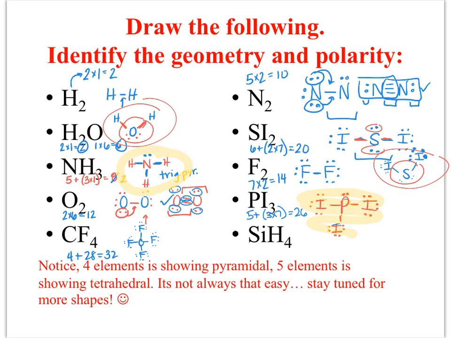In this last example, the silicon tetrahydride, silicon has 4 valence electrons. Each hydrogen has 1. So I need to have 8 electrons in my picture. And you can kind of predict how this is going to go. The silicon will go in the middle. Hydrogens around the outside. So that's a total of 8 electrons.